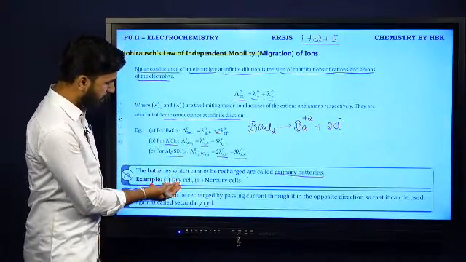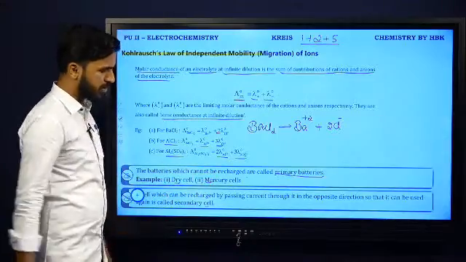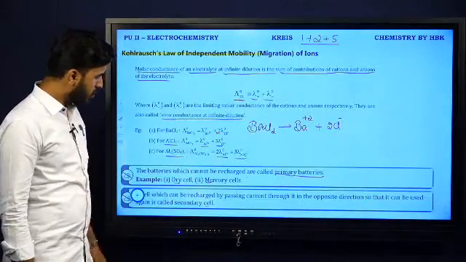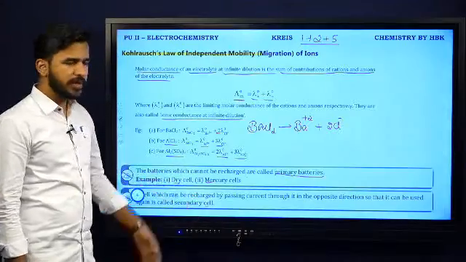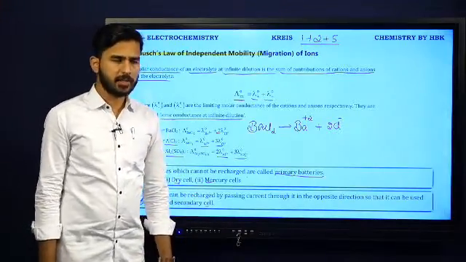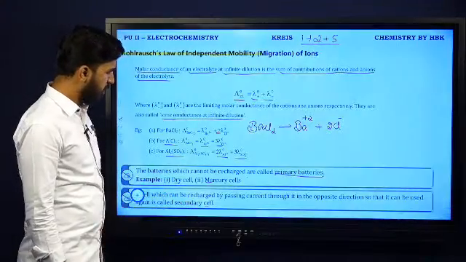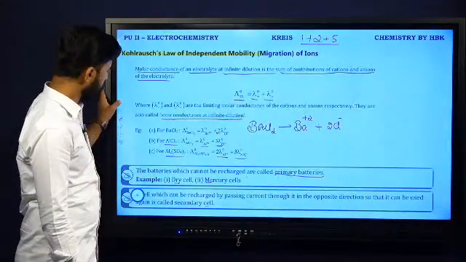Example for primary battery: dry cell, mercury cell. So simple small button cell used in a watch. For secondary cell you can give the example of nickel cadmium battery. So the batteries used in motor vehicles are examples of secondary batteries.